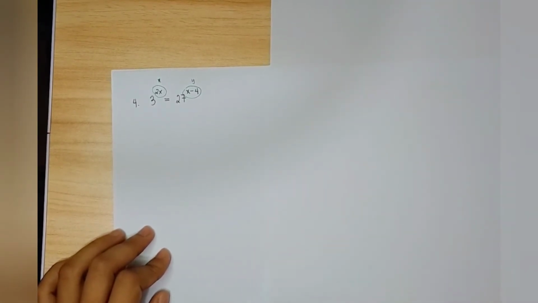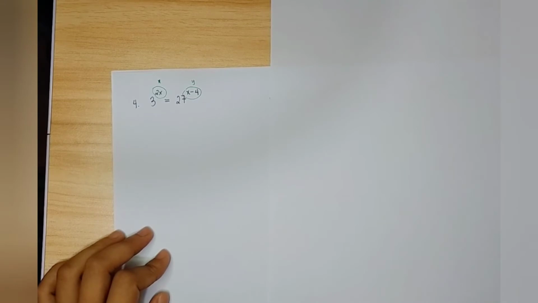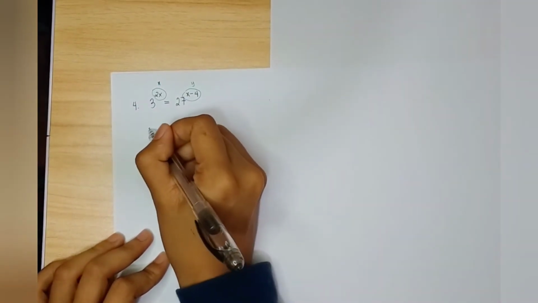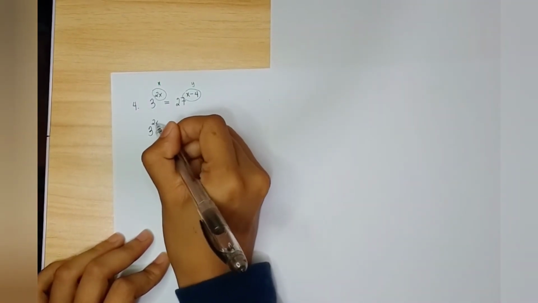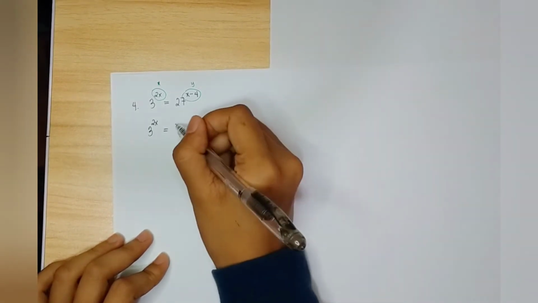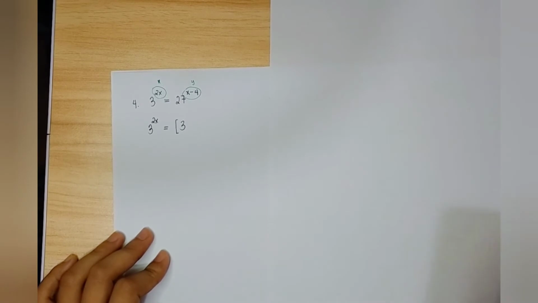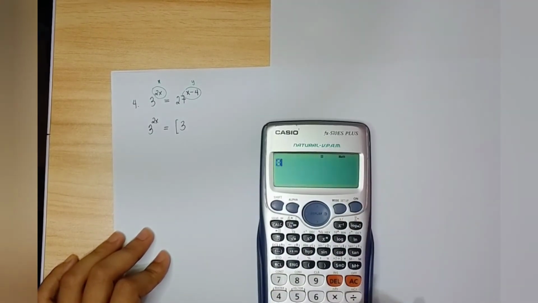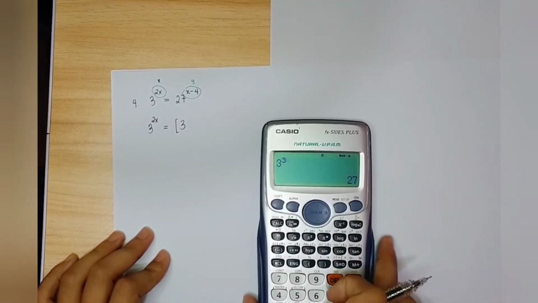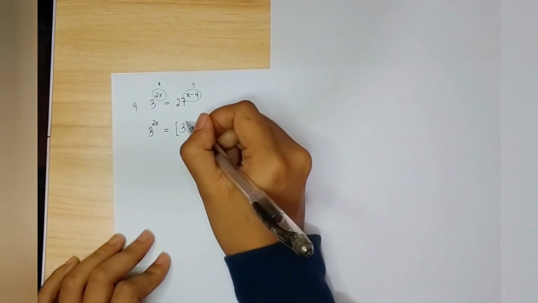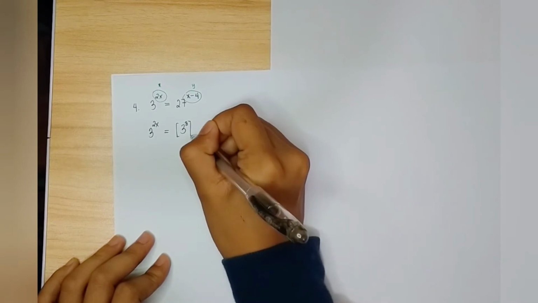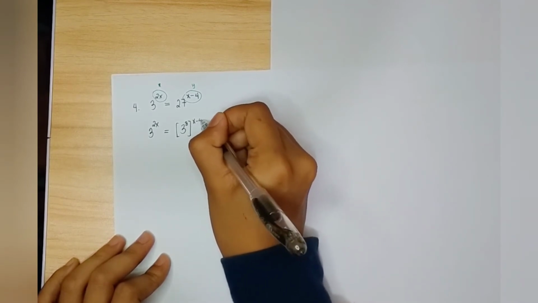So, the same process pa rin tayo. Dapat the same sila ng base. So, we have copy yung 3 to the x is equal to 3. Ano yung dapat exponent ng 3 para magiging 27 siya? That is 3 raised to the power of 3. That is equal to 27. So, dapat 3 raised to the power of 3 times x minus 4.